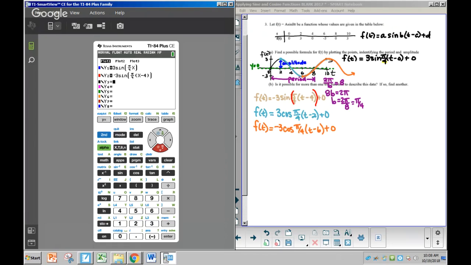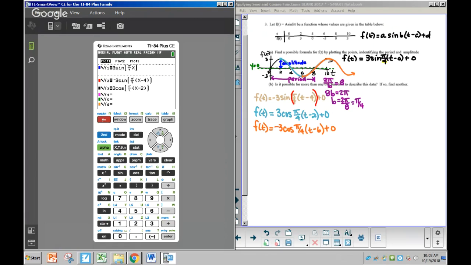3 cosine, insert angle here. Alpha F1. Numerator, denominator. Second pi divided by 4 times x minus 2. And I'm going to press enter. And I'm going to see if the graph works. Does it? Mhm. Yay. All right.